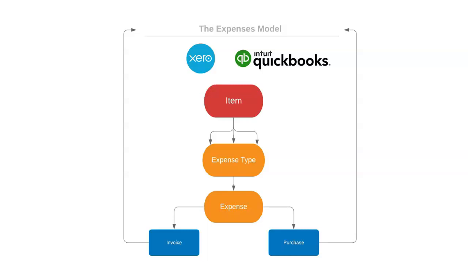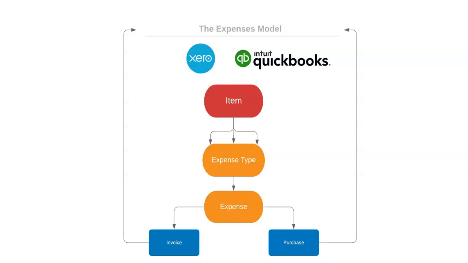When you're integrating with one of these two platforms, these items will be automatically brought in and synced with your Accelo account. And you use these items to create expense types, which are then used to create expenses. And with these expenses, you can use those for invoices and purchases. Just note, you don't have to be integrated with Xero or QuickBooks to take advantage of the expenses module in Accelo, but it does ease the process a bit.